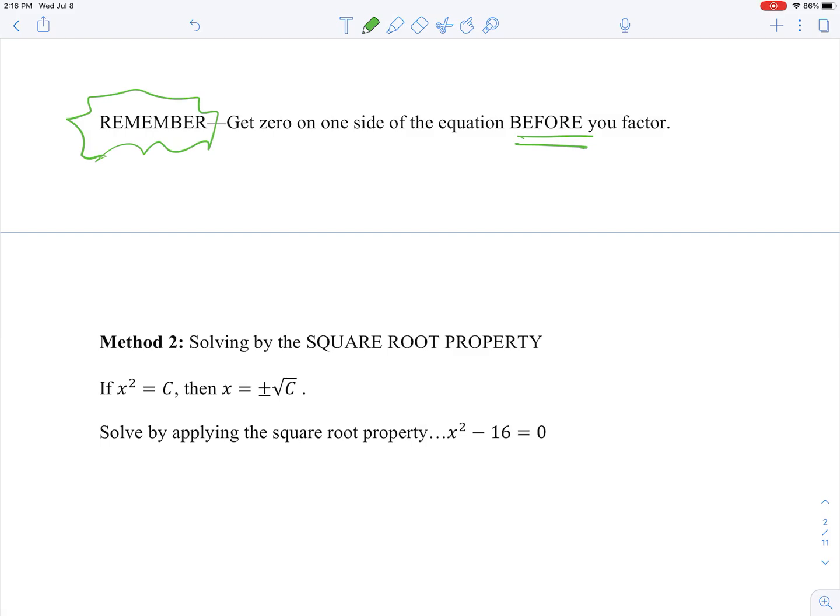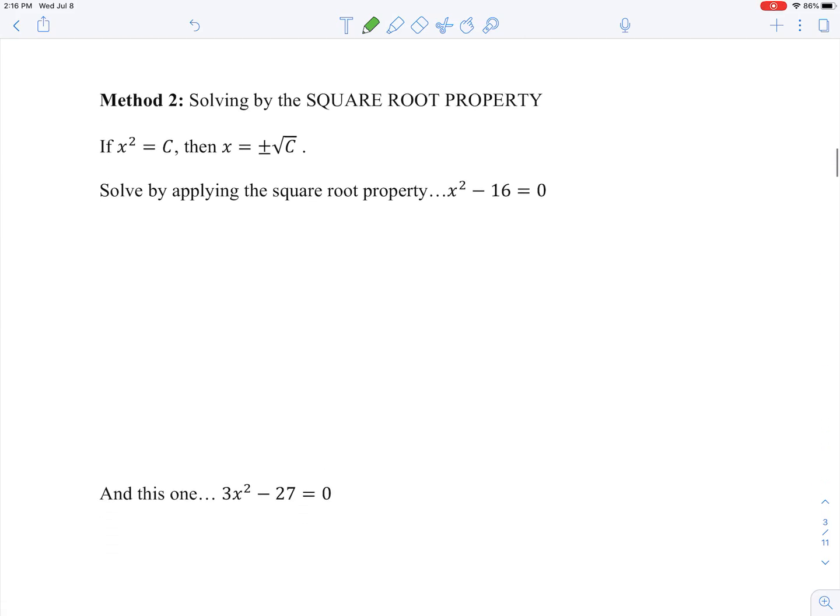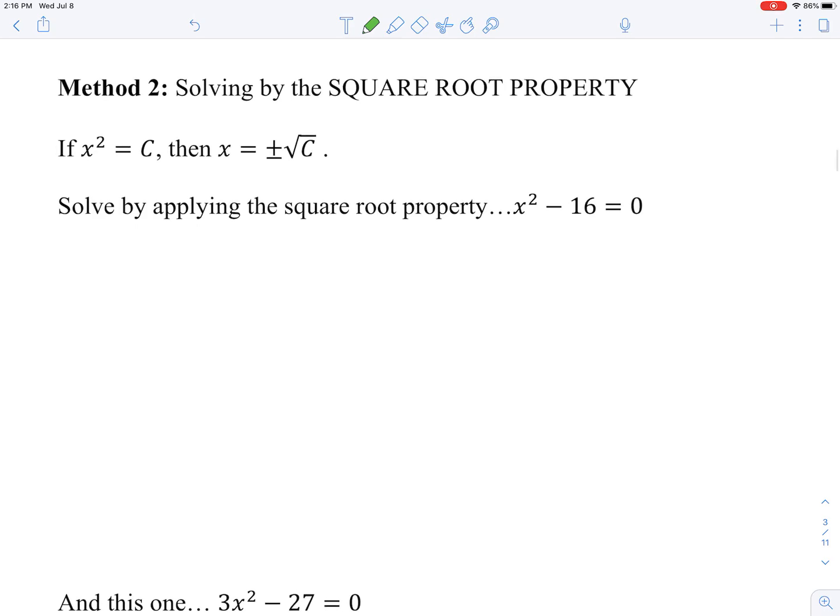Okay, so super important to remember to get 0 on one side of the equation before you factor. And that's, again, so that you can apply the zero product property for coming up with the solution.